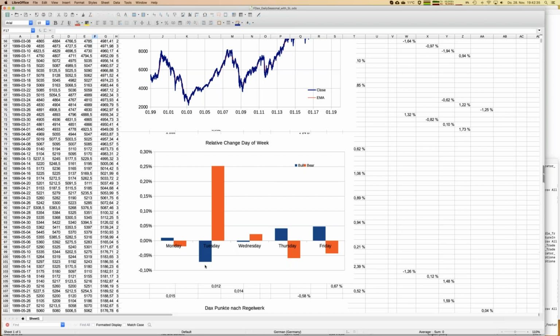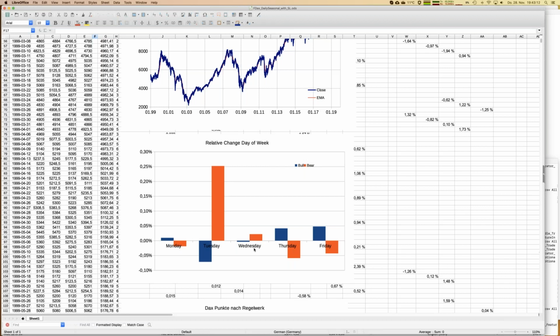You remember my wording? Tuesday and Wednesday short, Monday, Thursday, Friday long. Yeah, that's exactly what the statistics here are telling me. And you see that we're doing the exact opposite when we are in a bear market. So if we are above the EMA, we would best trade Monday long, Tuesday short, Wednesday short, Thursday long, Friday short.